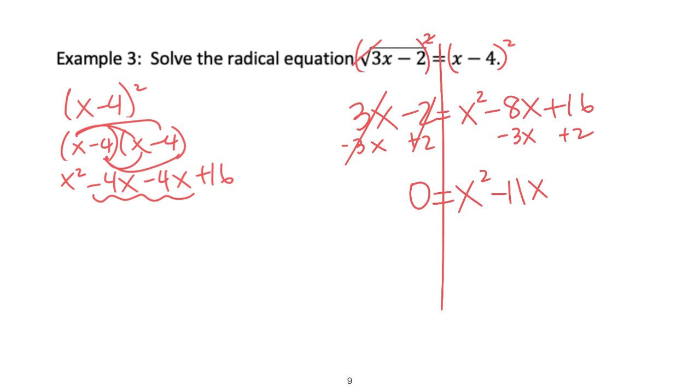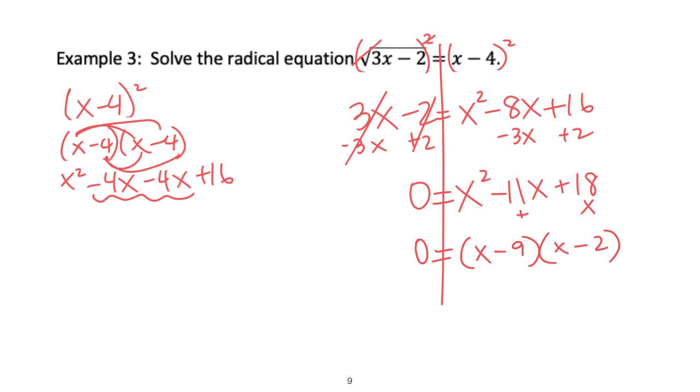And 16 plus 2 would be 18. All right, now we got to solve by factoring. I'm sorry, factoring never goes away either, just like transformations. So we want two numbers that multiply to be 18, add to be negative 11. So that would be x minus 9 and x minus 2.